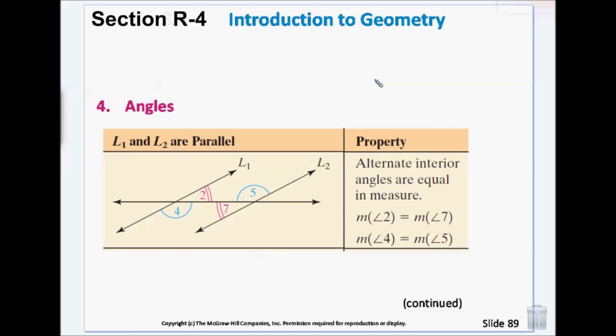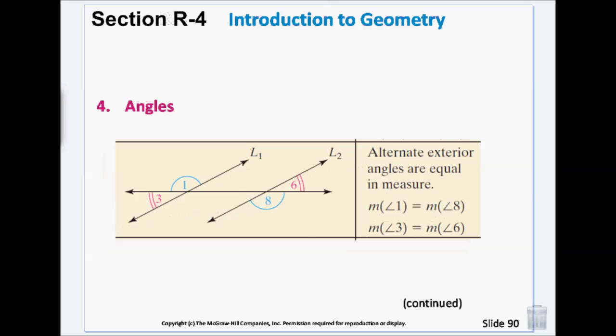Because there are parallel lines. And we have something called alternate interior angles. That's 4 and 5, or 2 and 7. And the reason they're alternate is because they're on opposite sides. You don't have to write this one. I'm going to show you another one. You also have alternate exterior angles are equal.